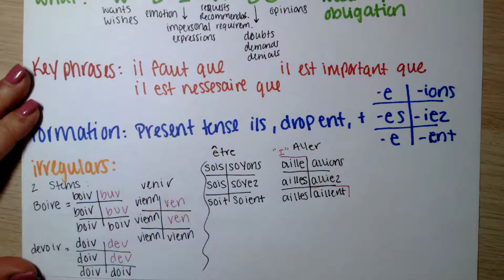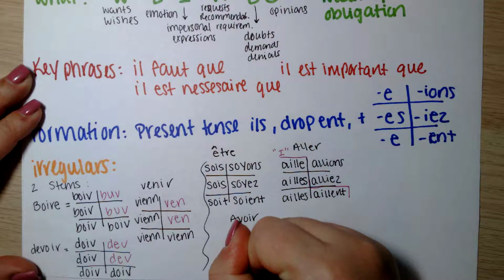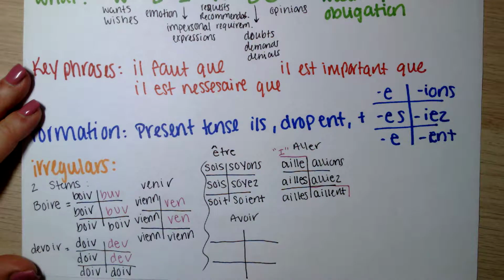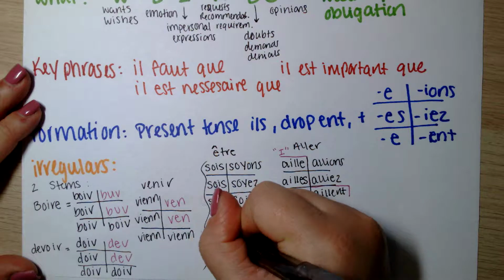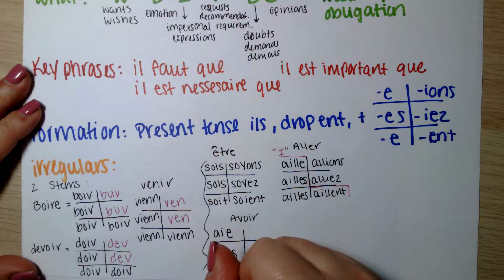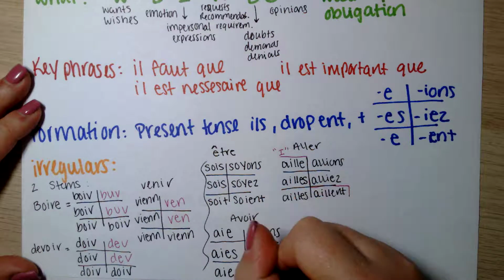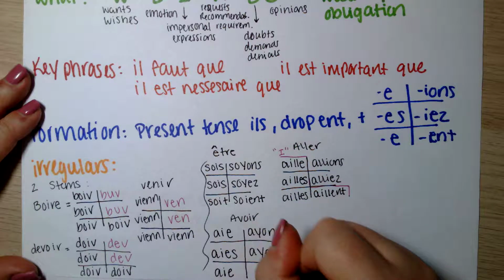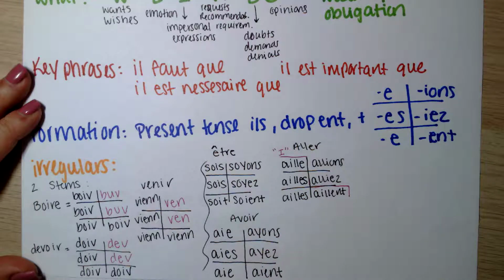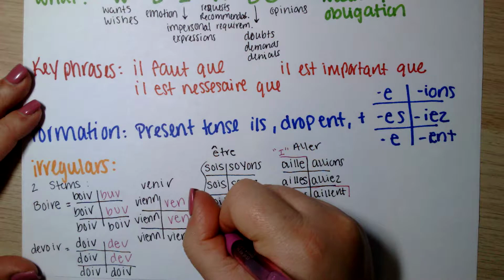Okay, our next verb is the verb avoir. The majority of these irregular verbs are irregular in the present tense too. So avoir is aie, ayons, ayez, and aient. Again, everything inside that boot is all pronounced the same as aie.